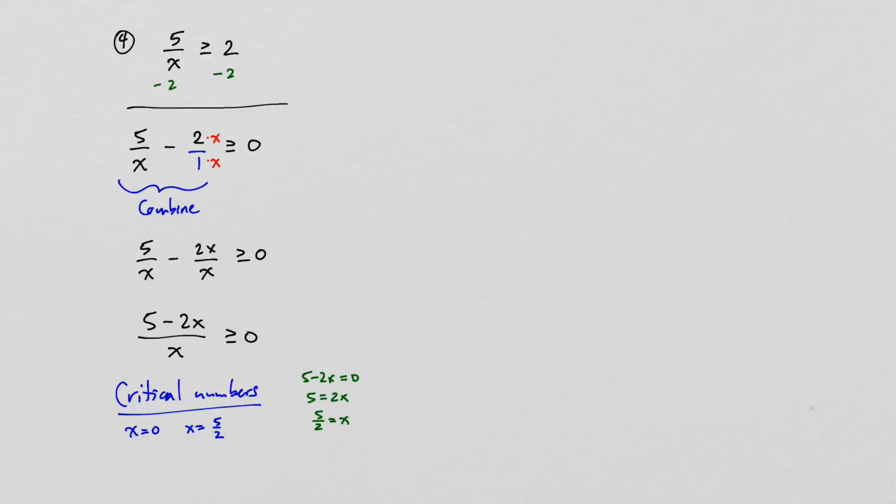Now from there, we make our number line. We only have 2 critical numbers. Put them on the number line in order. Pick your test points. So what's a number between 0 and 5 halves? Well, 5 halves is 2.5. So I'll just pick x equals 1. And a number greater than 2.5, I'll just pick 10. Okay. Then you test.